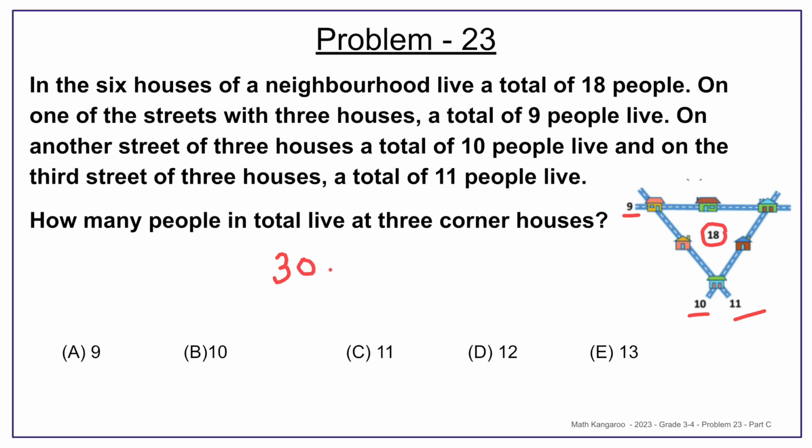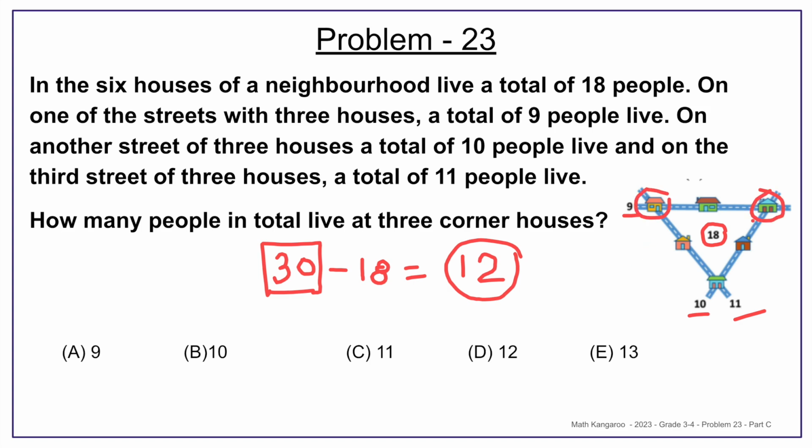But we have only 18 people. So how many are showing extra? So 30 minus 18 gives us 12. So there are 12 people which are showing extra. That means within this 30, we have 12 people more included. That means we have in total 12 people living in these houses. And our answer is option D, 12.